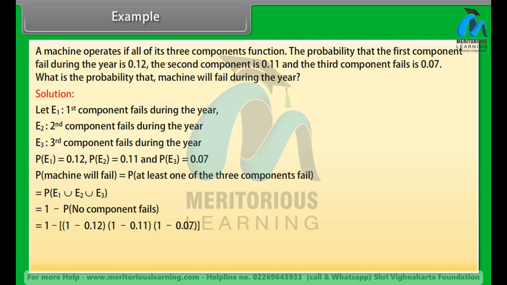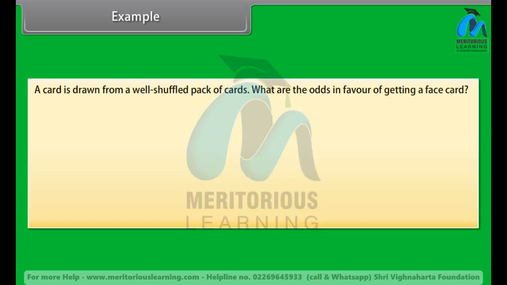(1 minus 0.12) into (1 minus 0.11) into (1 minus 0.07) is equal to 1 minus 0.88 into 0.89 into 0.93 is equal to 1 minus 0.7284 is equal to 0.2716.